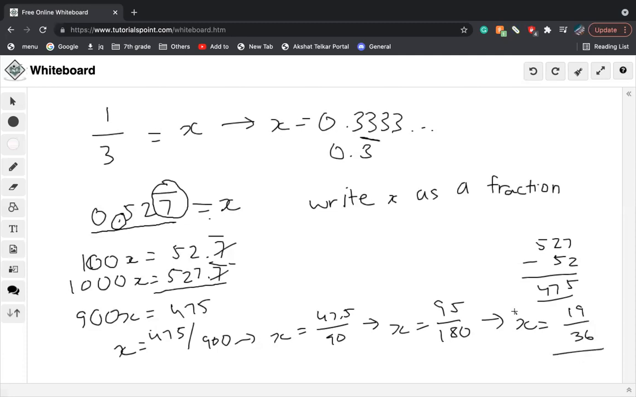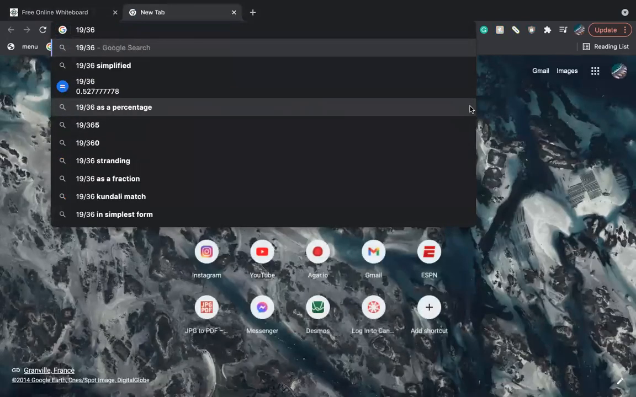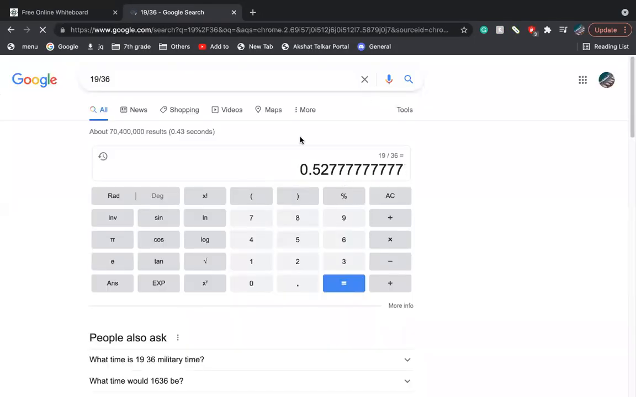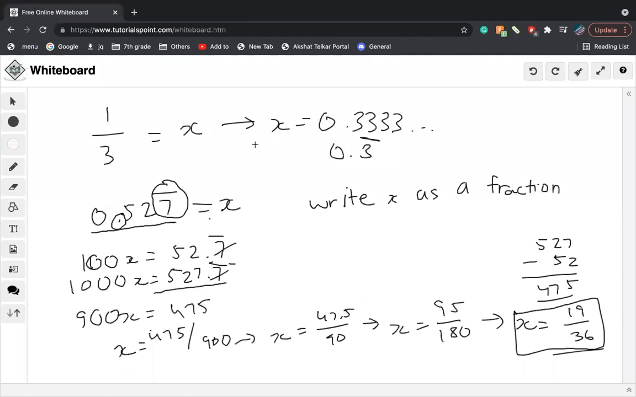And then let's try and check your work here. So 19 over 36. What you can do is you can simply just go on the computer and just do 19 divided by 36. And look at that. It gives you a 0.527777, which is essentially what we're asking for right here. So this is a little bonus part, and I hope you guys enjoyed this section right here.